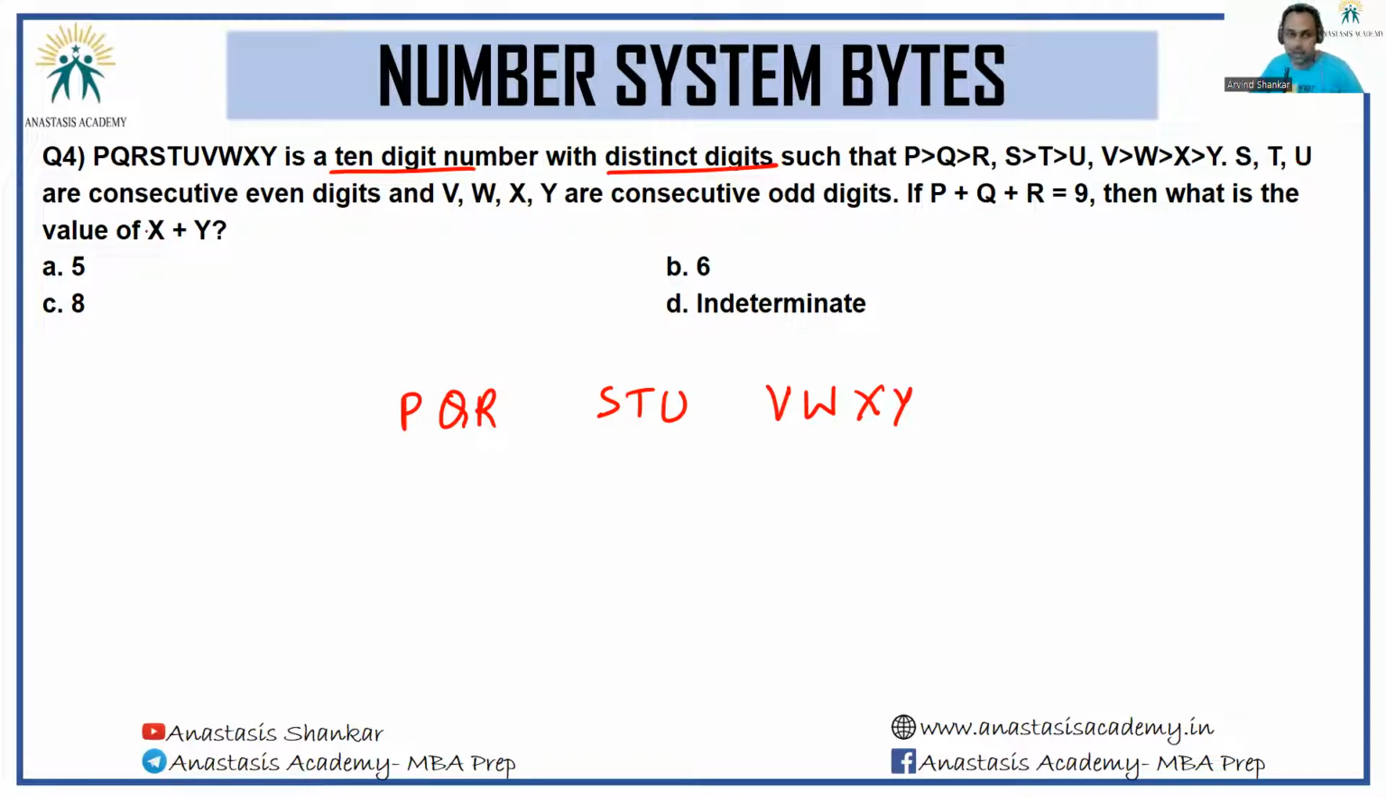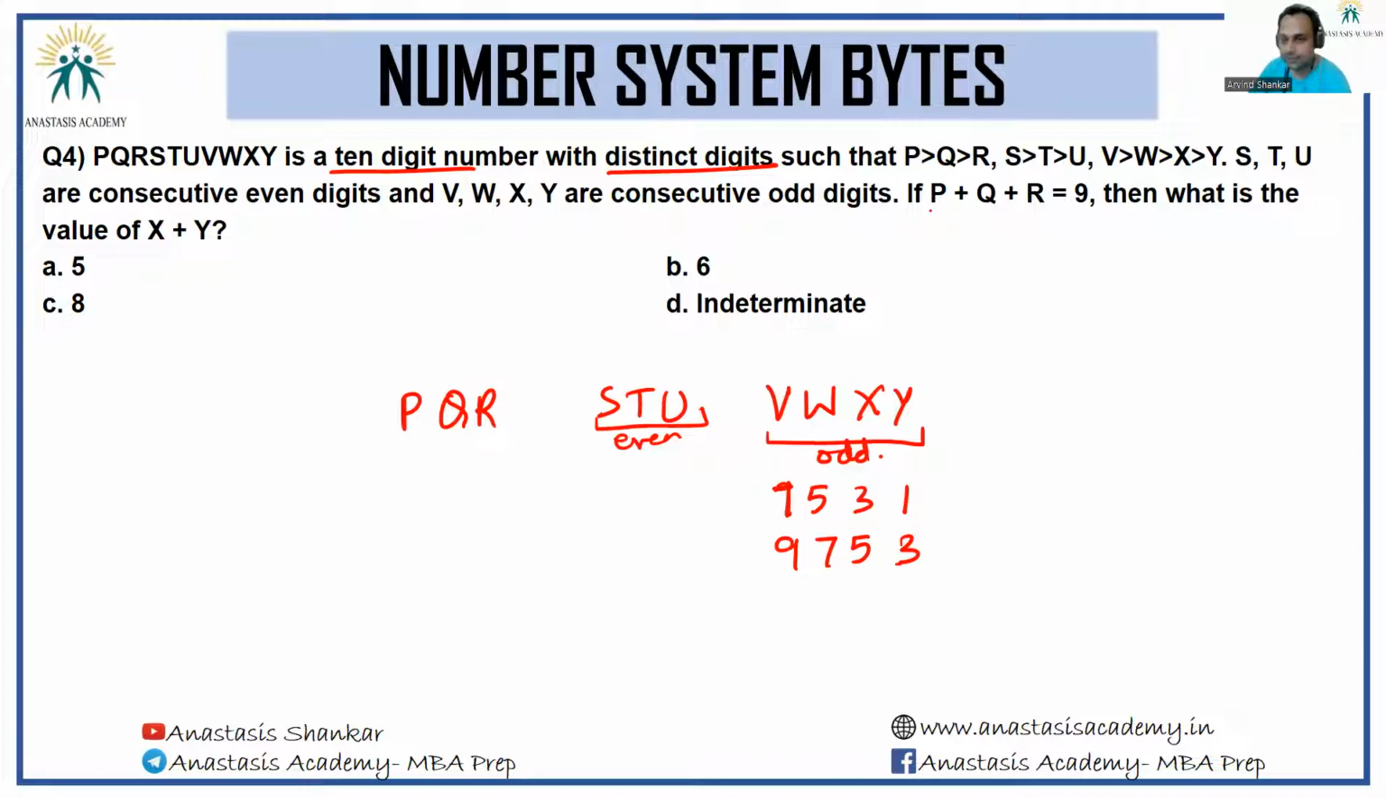S, T, U are consecutive even digits. And V, W, X, Y are consecutive odd digits. If these are consecutive odd digits, then there are only two possible cases here. The two possible cases being 7531 and 9753, because V was supposed to be greater than W, greater than X, greater than Y. These are the only two possible cases that we can have.